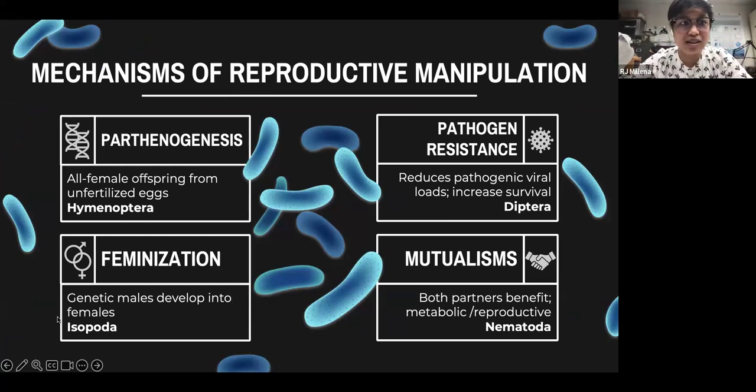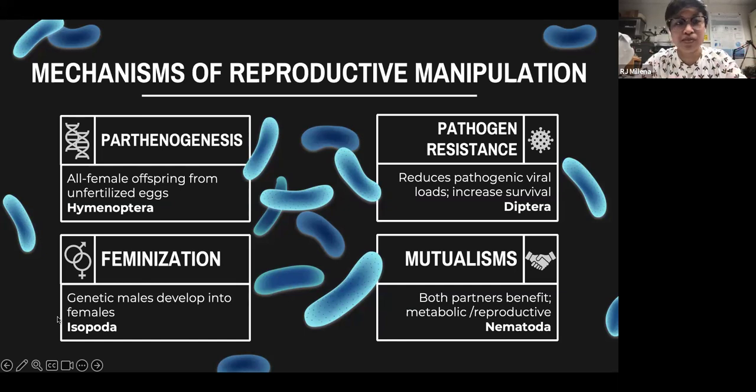I also want to mention these mechanisms of reproductive manipulation, which I think are absolutely fascinating. So once they're in these groups of insects or in a new host, they can cause all of these different wacky reproductive phenomena. There's parthenogenesis, which is where all female offspring come from unfertilized eggs, essentially clones of oneself. And this is a natural form of reproduction for some organisms, but not for a lot of them, such as Hymenoptera. So bees, wasps, and ants.